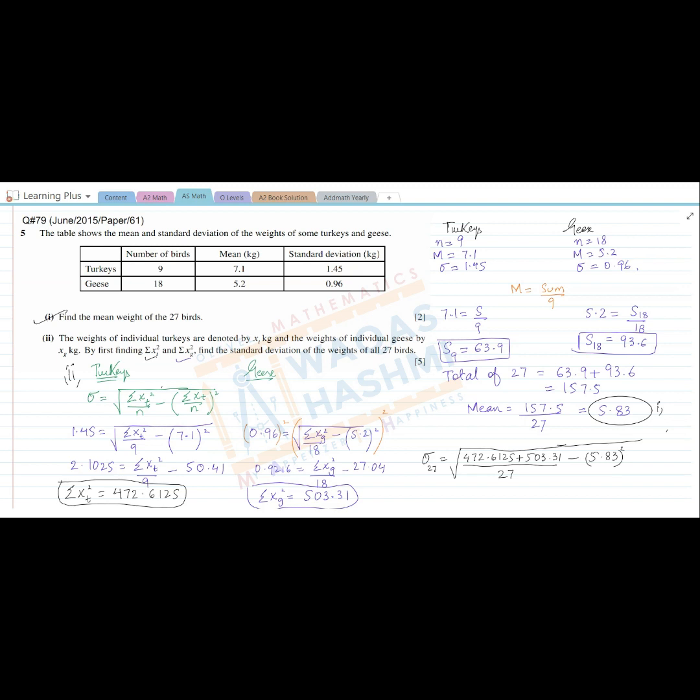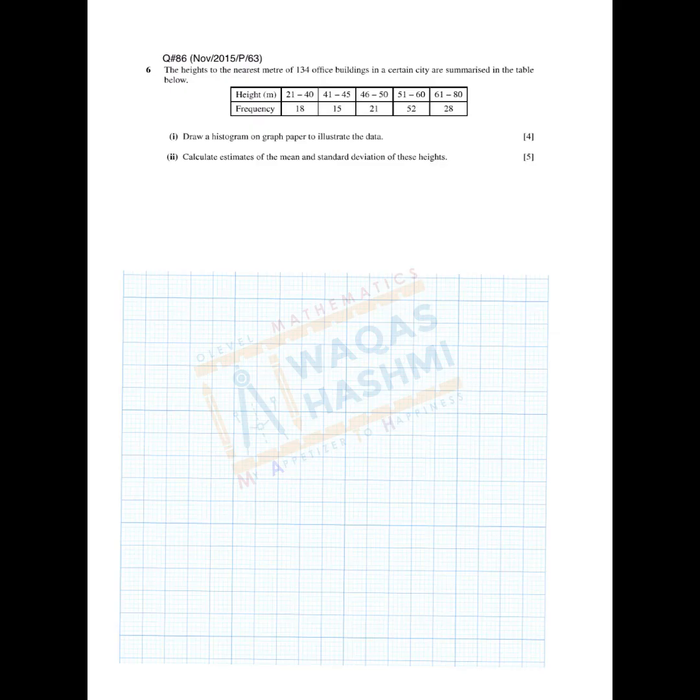तो 503.31 plus 472.6125 divided by 27 minus 5.83 square और उसका root, the standard deviation for those 27 is equal to 1.4684, that is the final standard deviation of those 27, alright. तो I hope कि आपको समझ में आ गया होगा, question is quite simple, but working जिस तरह की है, मैंने इसी तरह आपकी जगह data बना के, ताकि गलती का margin इसमें zero हो जाए। Alright class, it's question number 86 and it's November 2015 paper 6-3.